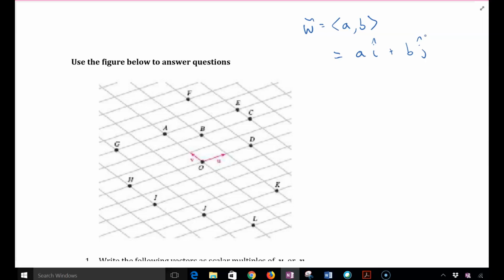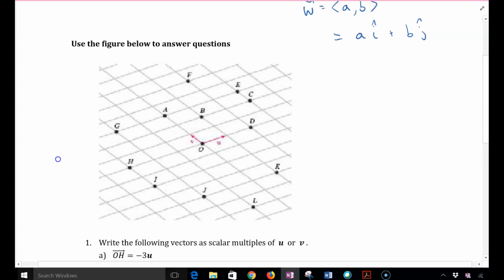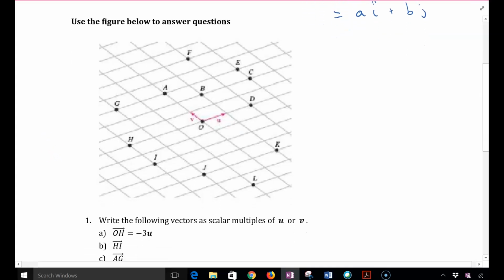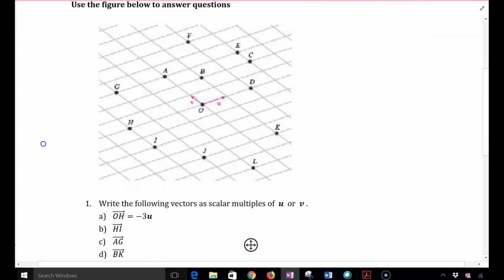But we don't always have to work with an orthogonal unit grid like i and j determine. We could even have what I would like to refer to as a slanted grid, as we have in the picture here. So we're going to do a couple examples just to get used to this. And the first problem says, write the following vectors as scalar multiples of u or v. All right, so I've done the first one, O to H.